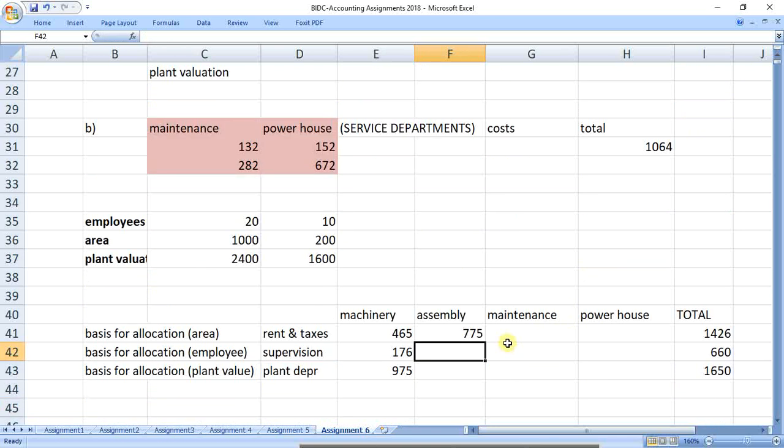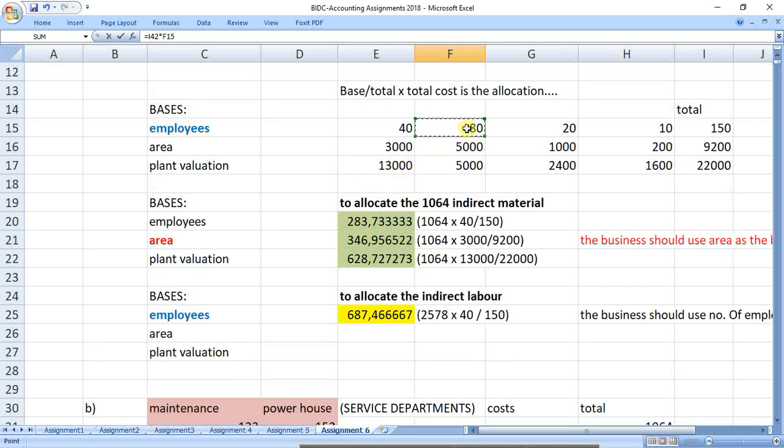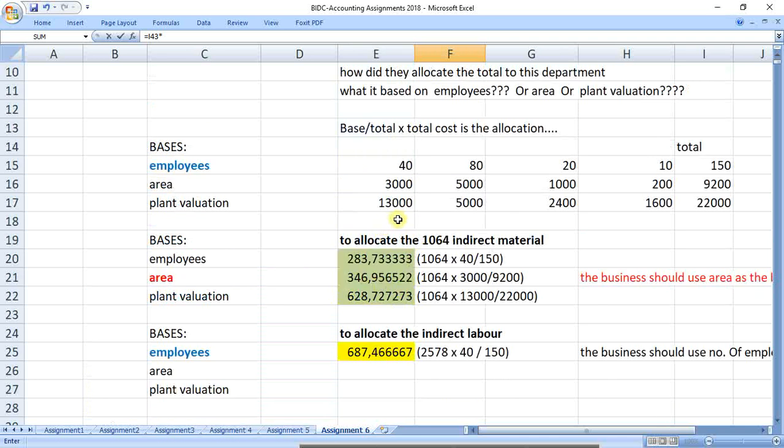Okay, let's do employee. You do employee. What's the total? 660. Not the area. Employee. Okay. Right, so employees for that one, 80 divided by the total. Okay. This one, what's the total? 1650. Times it by what? Labor? No, the plant value. Yes, because plant value is the basis of the allocation. So the plant value here was 5,000 divided by 22.